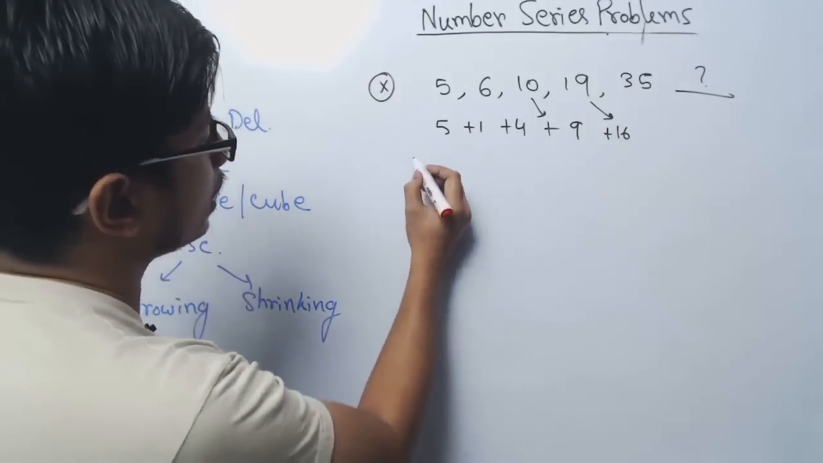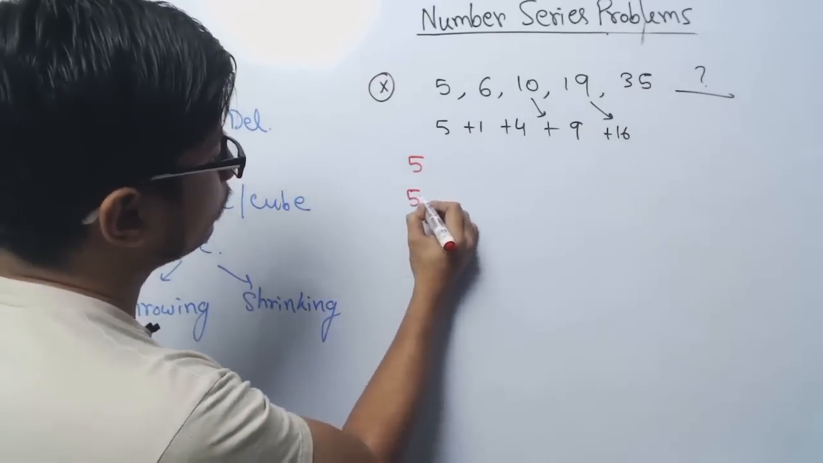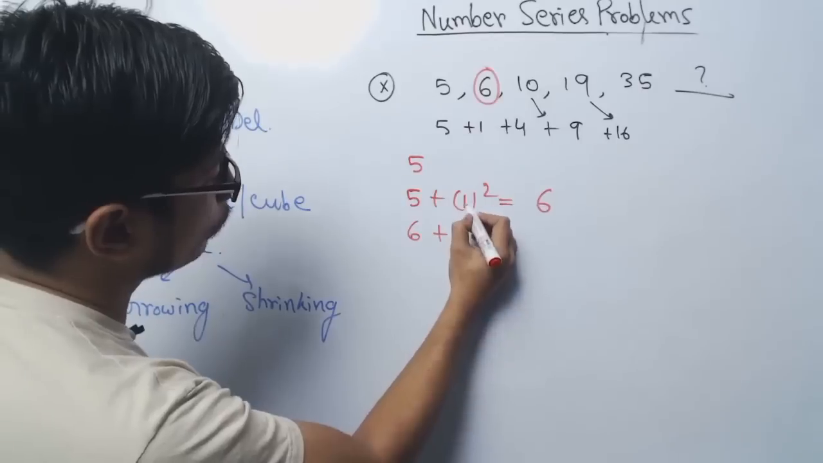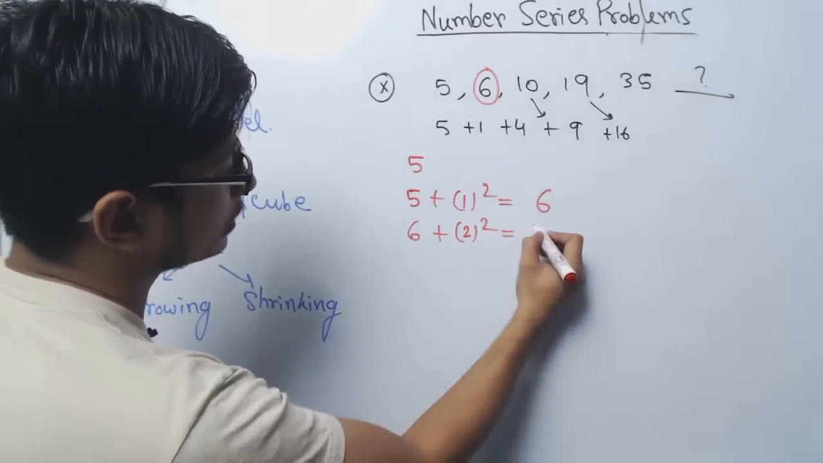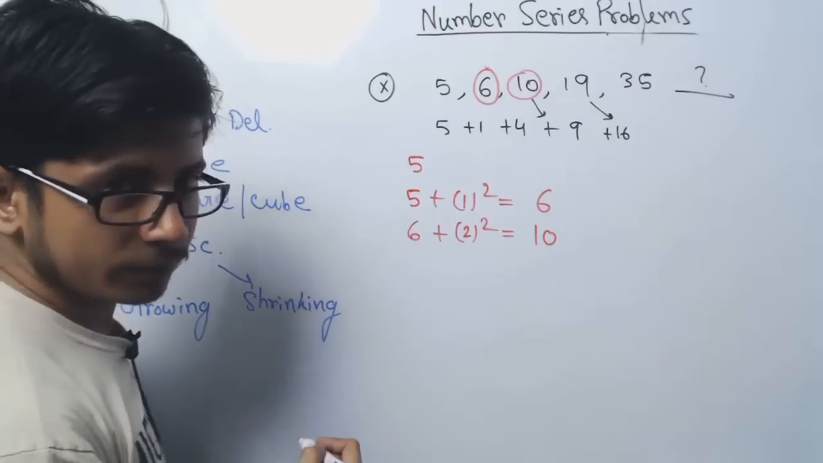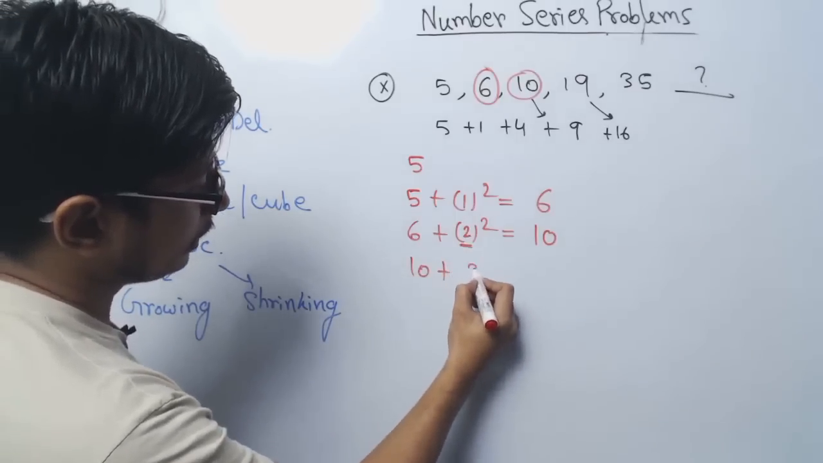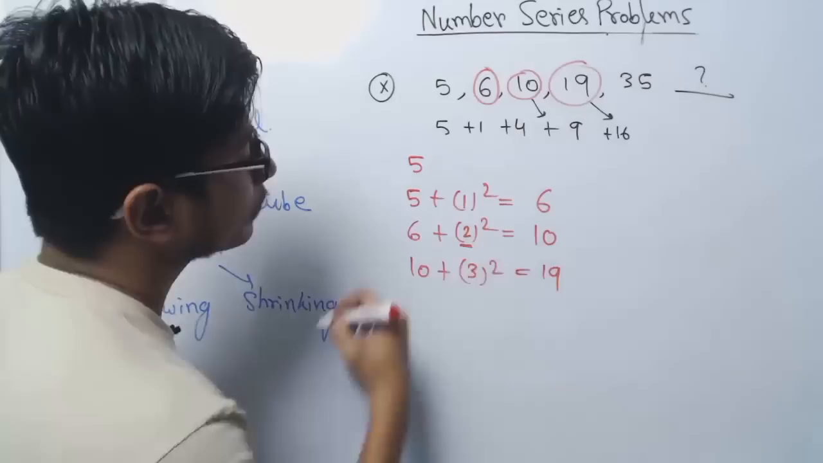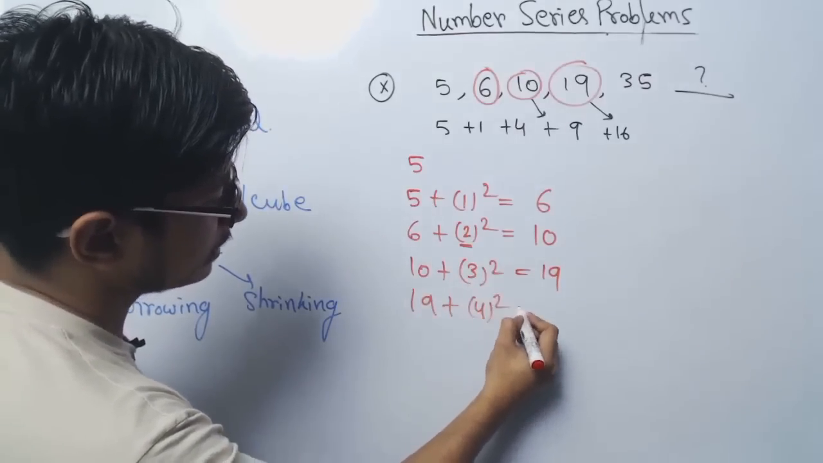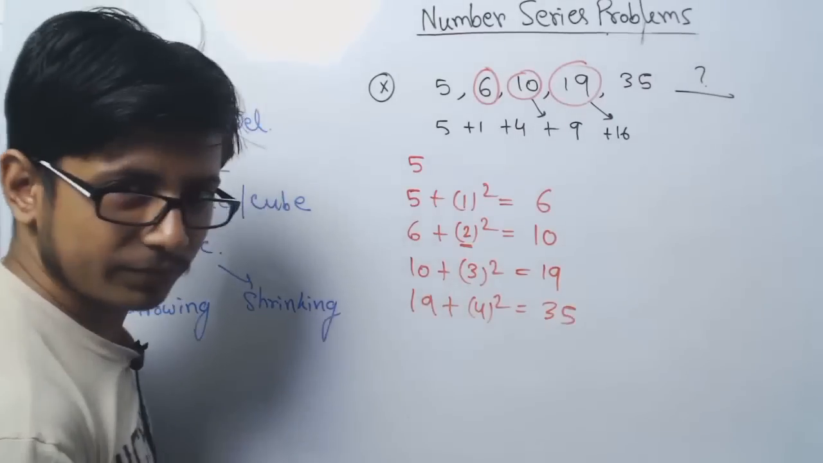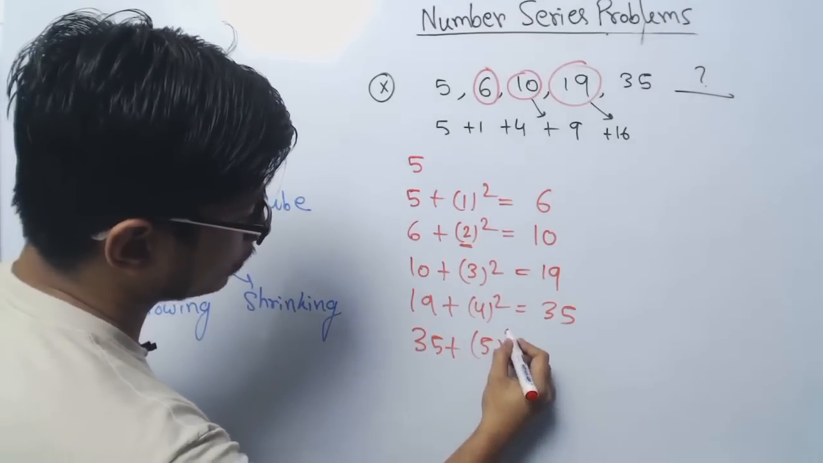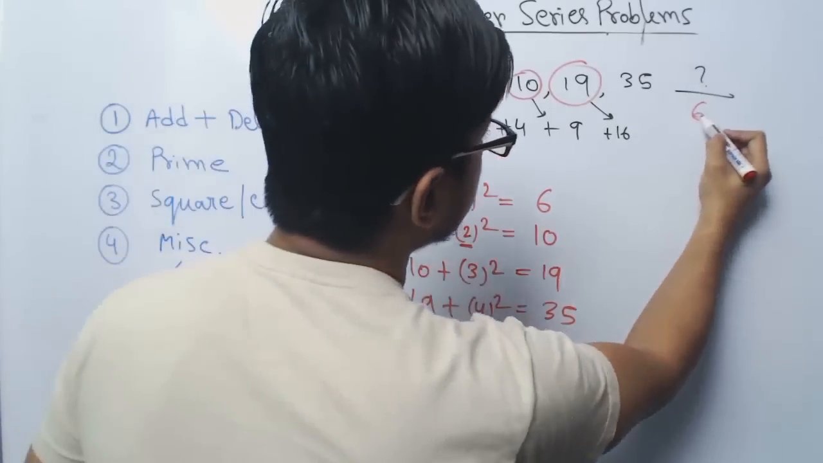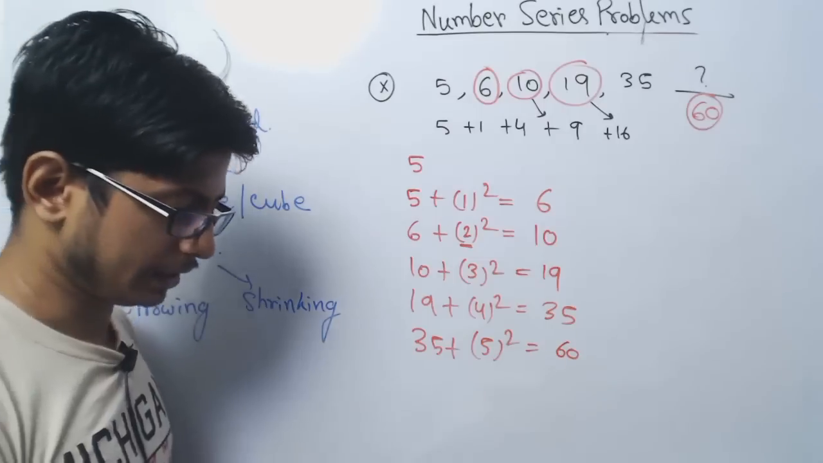So this series starts from 5, then you take 5 plus 1 square and you get 6. Then you take the 6, instead of 1 you make it 2 square, 4 plus 6, 10. Then you take this 10 plus 3 square, because we are increasing 1, 2, 3, 4 like that, it will be 19. After 3 it will be 4 square, 16 plus 19, 35. Take 35 plus, now it will be 5 square, 25 plus 35, so it will be 60. So the answer here will be 60.